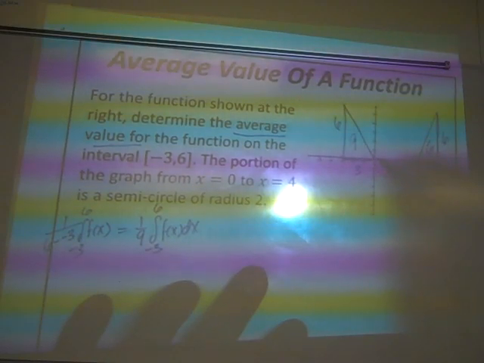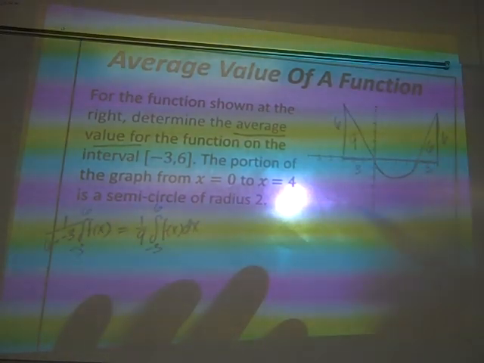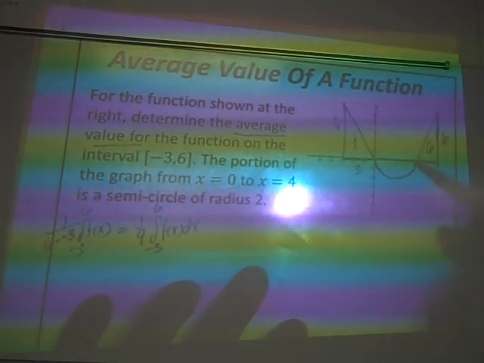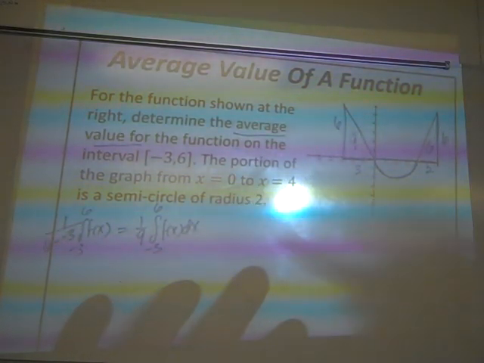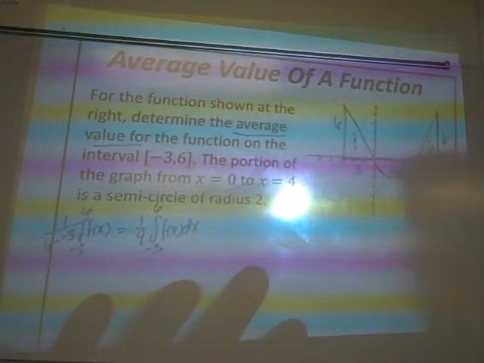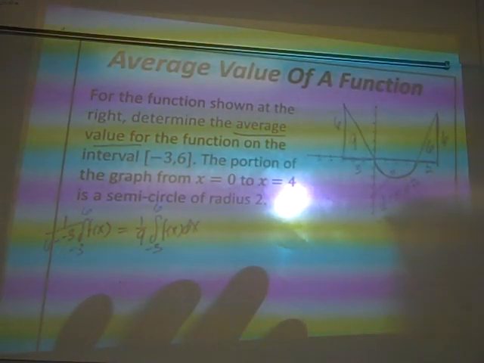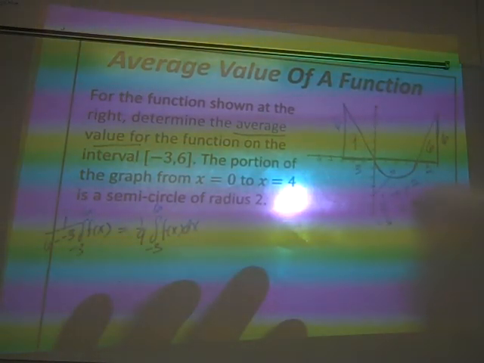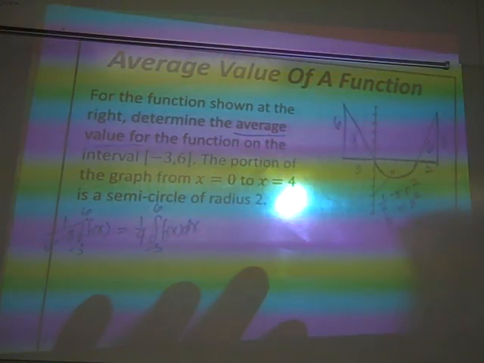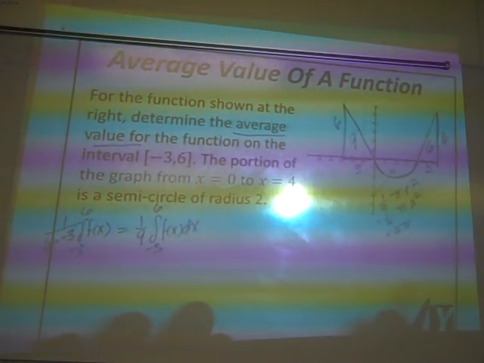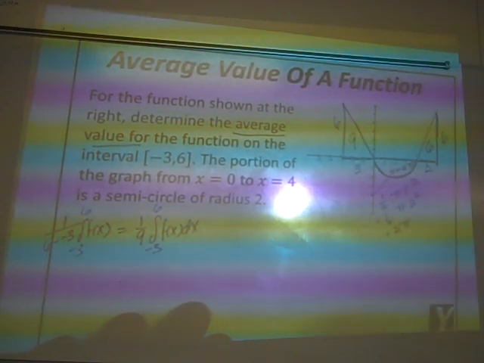Now we need to go to this last piece. And if you read the prompt carefully, you were told that the portion from 0 to 4 is a semicircle, so half of a circle. The radius is 2. So if I know the radius is 2, the area is going to be 1/2 times pi times r squared, or 1/2 times pi times 2 squared. If I do that, 2 squared is 4. Cut it in half, we get 2 pi. And I want to be careful, because we are below the x-axis, that's going to be a negative area.